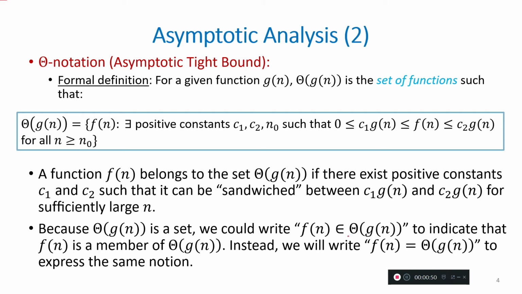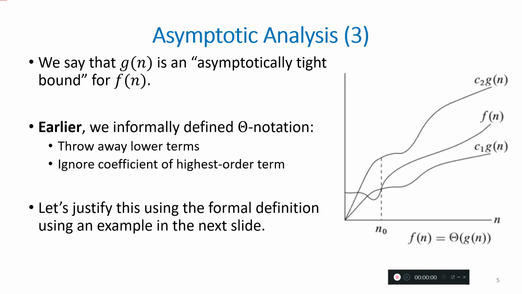As we see, theta g of n is defined as a set of functions, so we could basically just write f of n belongs to such a set. But instead we use the equal sign. This equal sign doesn't have the same meaning as in algebra, but it is a replacement for "belongs to". And why do we use it? Because it's more convenient, and we will see why in the future. We therefore say that g of n is an asymptotically tight bound for f of n, as it bounds f of n within some constants c1 and c2.